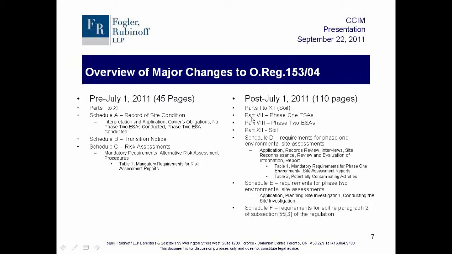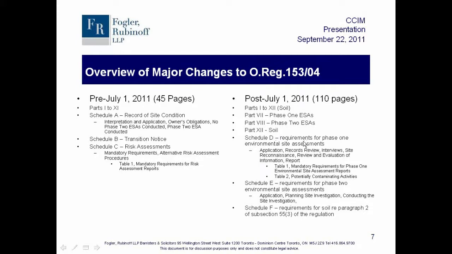I just highlight the reg now in part 7 spells out what is required for a phase 1 ESA, and it used to reference the Canadian Standards Association code Z768-01 for phase 1, Z769-91 for phase 2s. So a major change is that the reg now no longer refers to those CSA standards. It sets out explicitly in the reg itself what is required for a phase 1 and a phase 2. So I list that here, Schedule D.